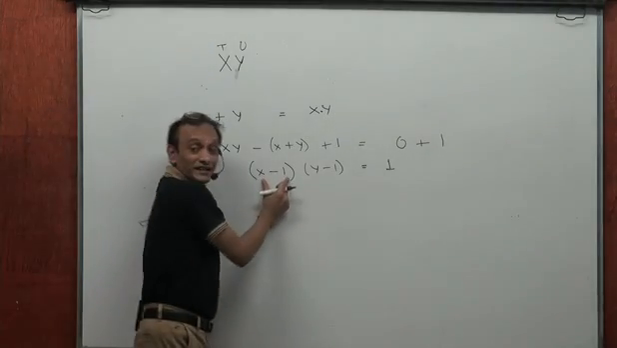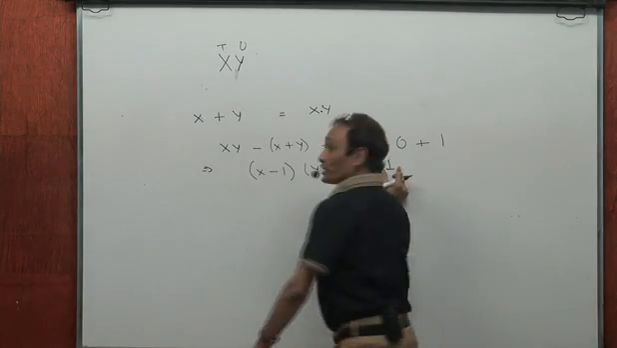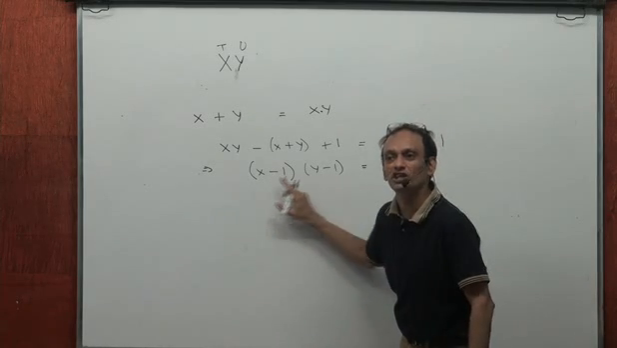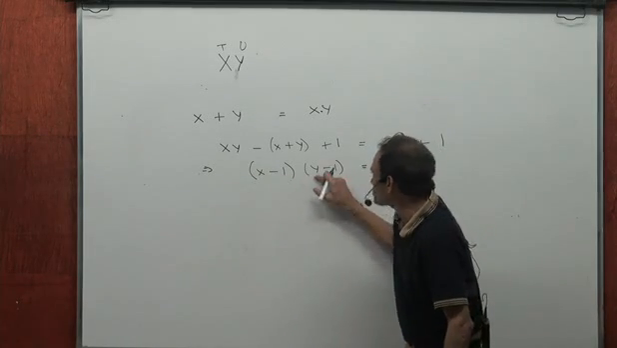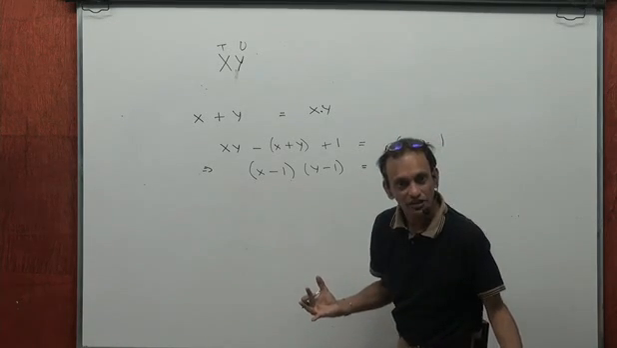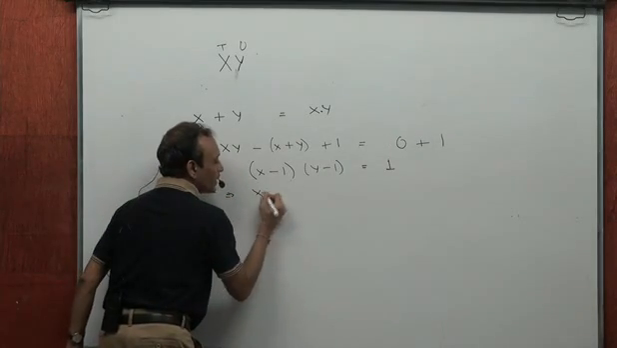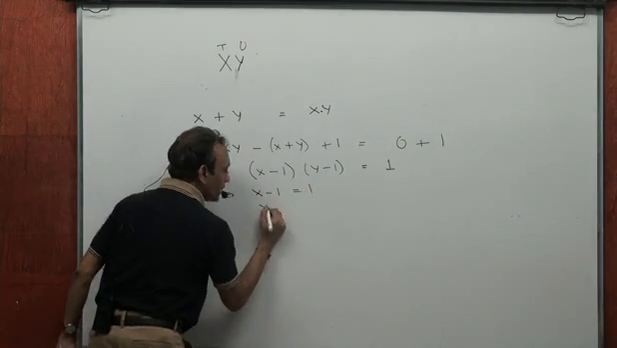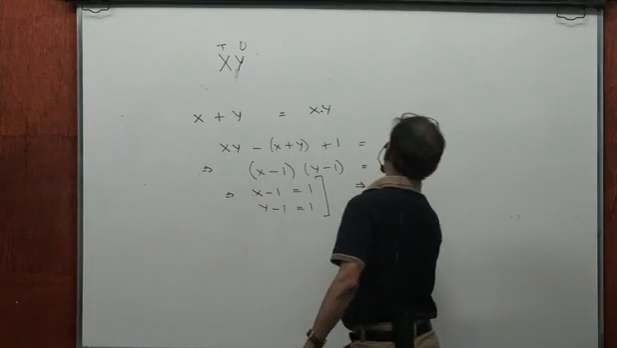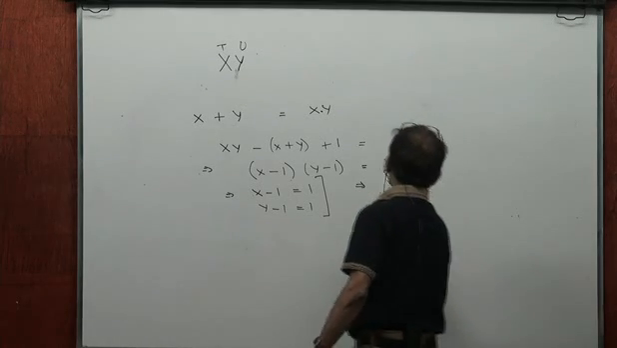x minus 1 is a natural number, y minus 1 is a natural number. Their product is 1. The only possibility is each must be 1. Product of these two natural numbers is 1, so what's the only possibility? Each must be 1. That means x minus 1 must be 1, y minus 1 must be 1. That leads us to exclusively x equal to 2 and exclusively y equal to 2.